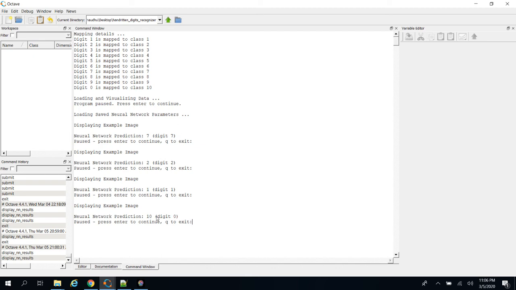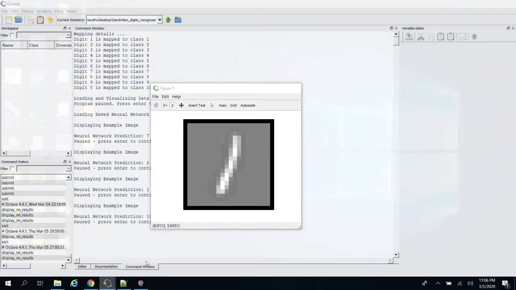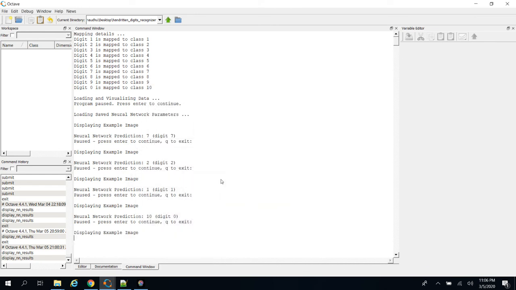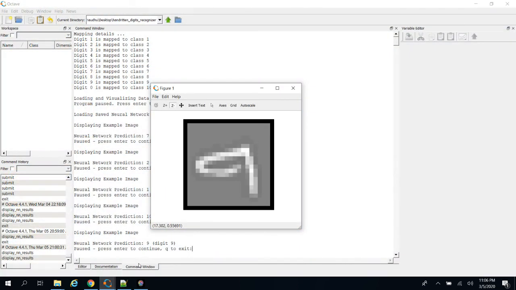See, so for 0 it's saying 10. Did we get 0? Well, it's a 0 for sure. Moving ahead, it's saying 9. What did we get? We got a 9. It's a very distorted 9. The person who wrote this 9 does not have a very good handwriting.